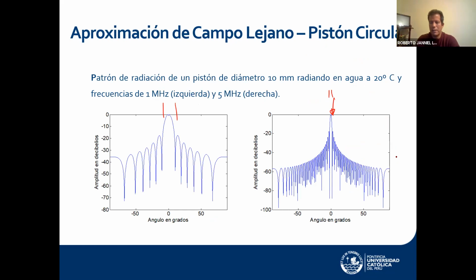And you can also think about it conversely. If your transducer is operating at a fixed frequency, when is the main lobe going to be narrower? When the transducer is larger or when the transducer is smaller? When is the main lobe going to be broader? When the transducer is smaller. The larger the transducer, the narrower your main lobe, right?